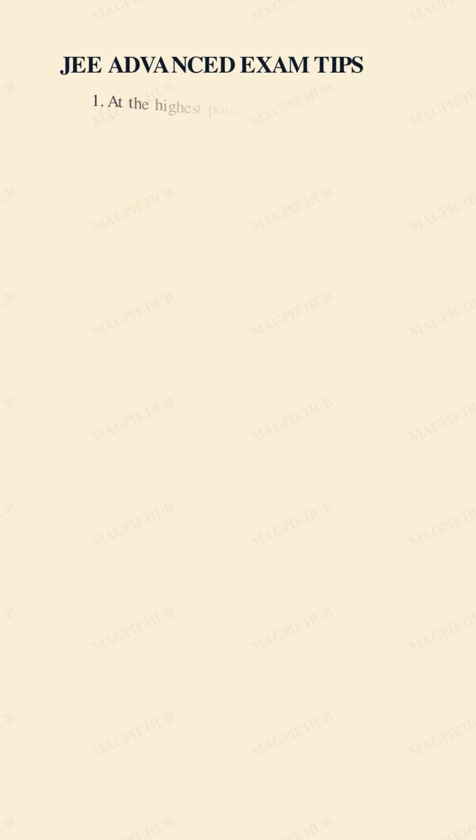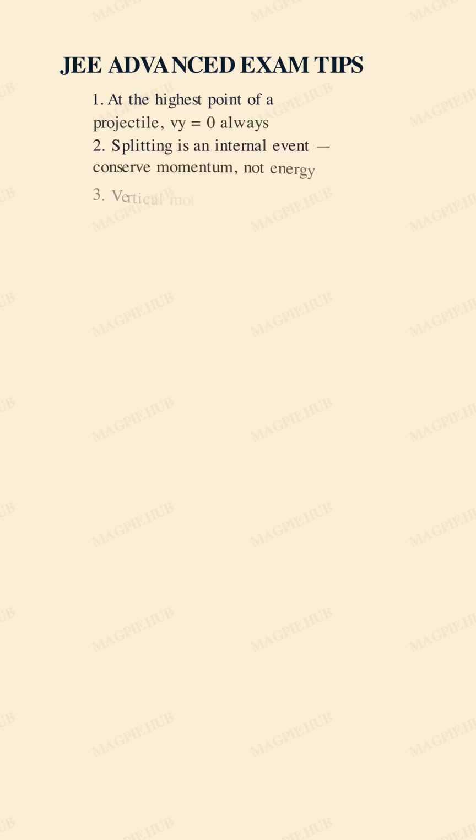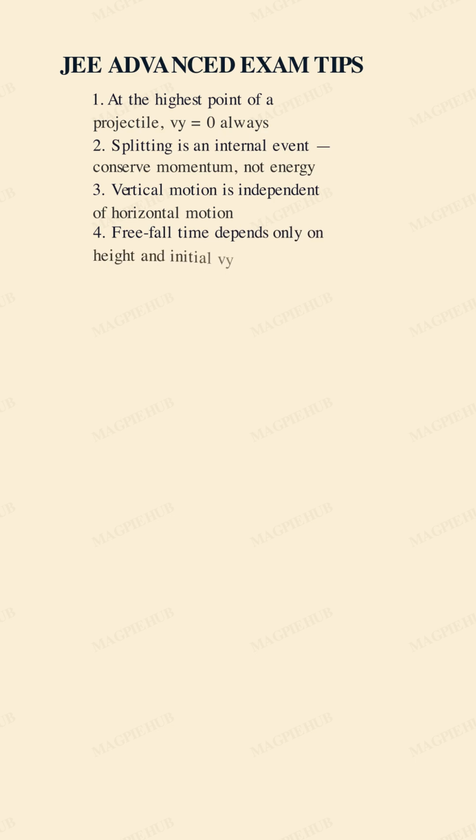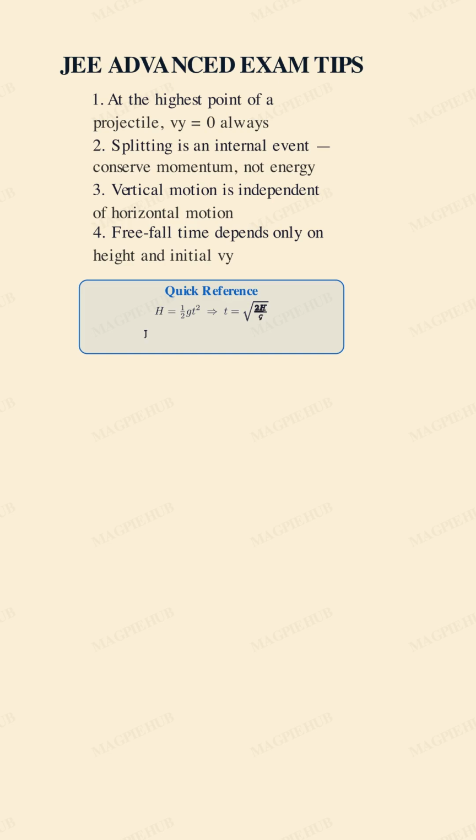Exam tips for JEE Advanced. Tip 1. At the highest point of any projectile, the vertical velocity is always 0. Tip 2. Splitting or explosion is an internal event. Conserve momentum, but kinetic energy is not conserved. Tip 3. Vertical and horizontal motions are independent. Freefall time depends only on the height and initial vertical velocity, not on horizontal speed. Remember the key formula, t equals root of 2h over g.